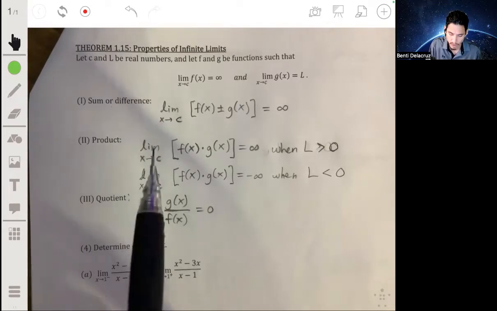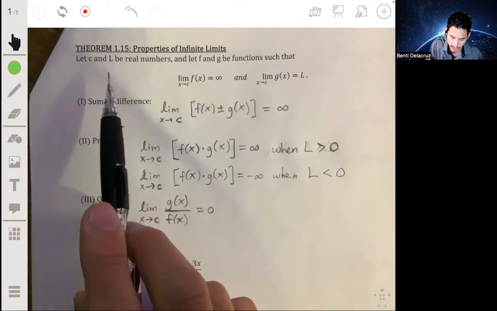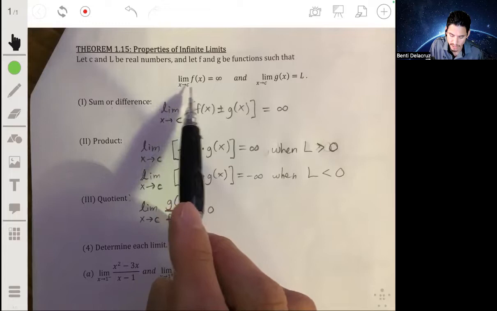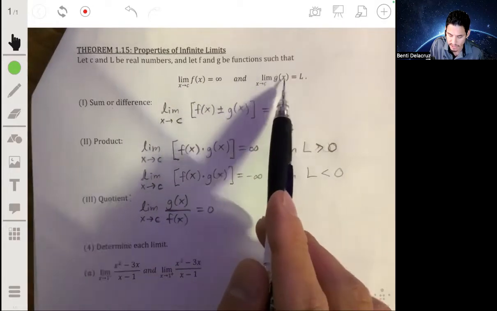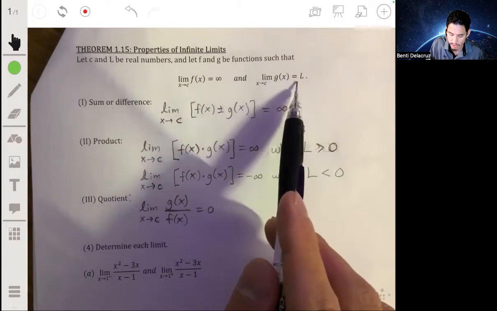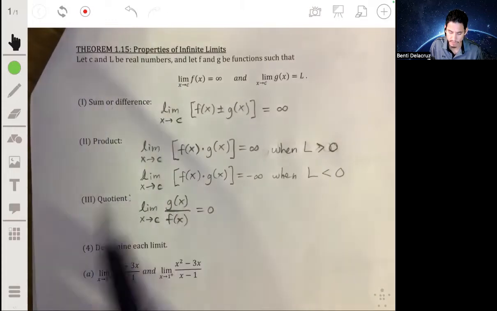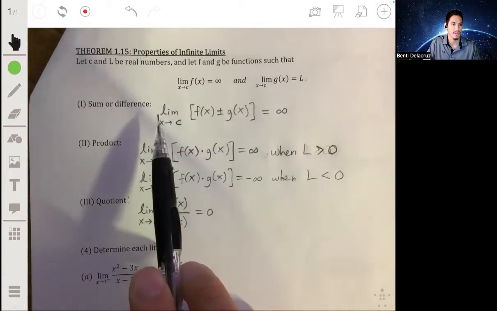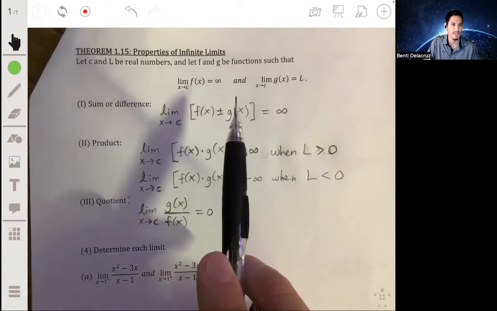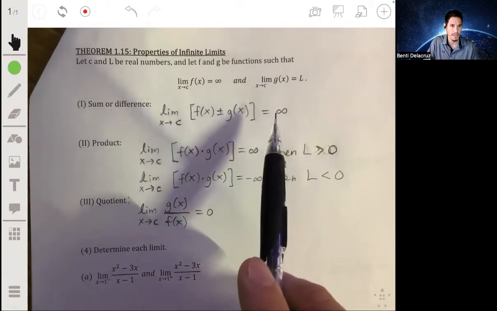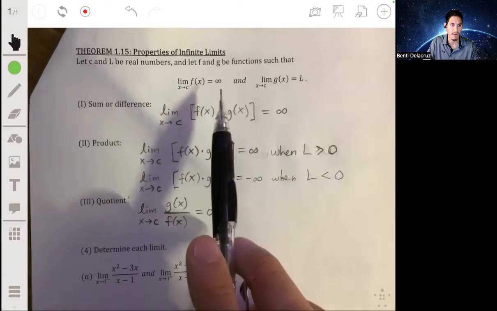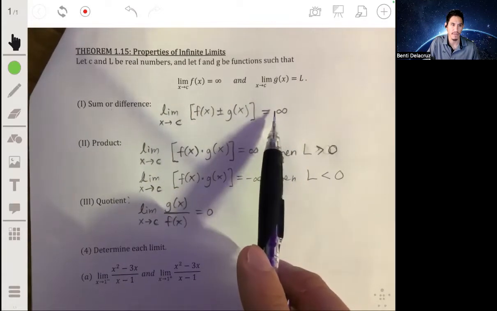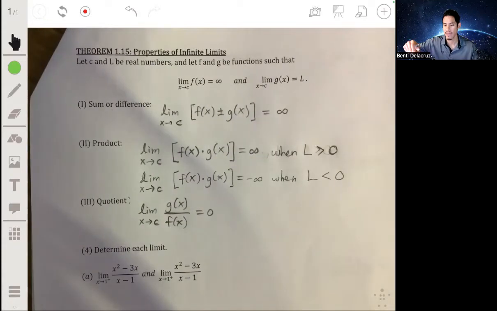So here we have that the limit of f of x as x approaches c is infinity, and that the limit of g of x as x approaches c is equal to L, where L and c are real numbers. The first property is a sum or difference one. When you add or subtract these two functions, you're going to get infinity. It's basically saying infinity plus any number will still be infinity, which makes sense.